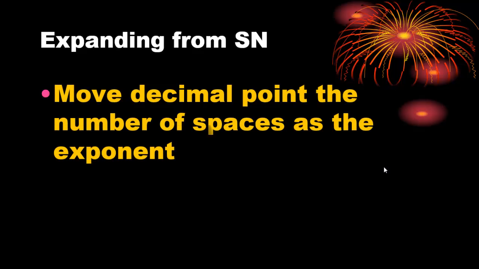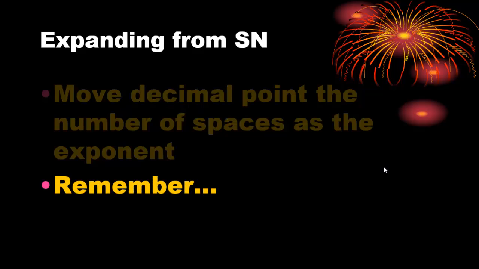So what if we were going to go the other direction? So this time we're going to move the decimal point the number of spaces given by the exponent. So all we have to do is look at that number that's next to 10. And then we remember our two rules. If we have a positive exponent, we are going to make the number larger. So remember, positive goes with large. If we make a number larger, we move to the right.